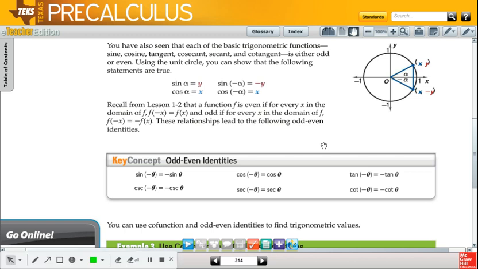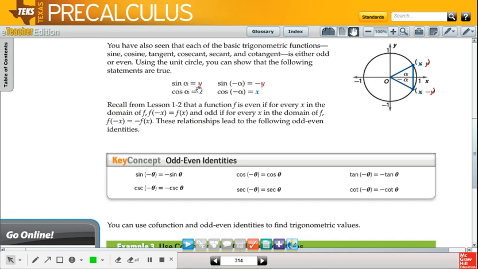For the next set, we're going to go over odd even identities. Now, the textbook stated, you have also seen that each of the basic trigonometric functions, sine, cosine, tangent, cosecant, secant, and cotangent, is either odd or even. So that ties into 1.3 about odd and even function.